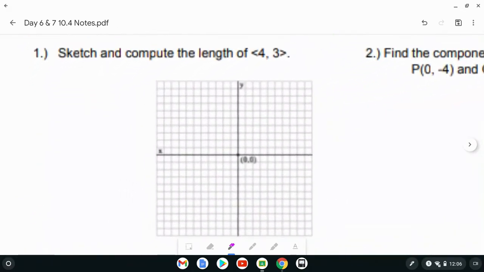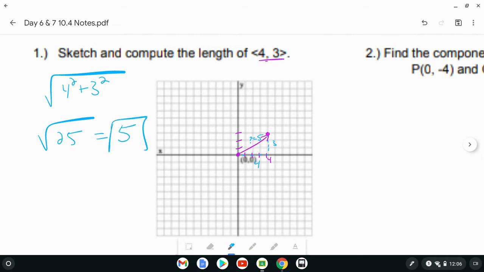If we take a look at number 1, we're just trying to sketch and compute the length of 4 comma 3. So here's 4 comma 3. If we start at the origin and we work to that point, there's our vector that we're talking about. And again, we can find that length by doing the Pythagorean theorem or the magnitude that we learned yesterday. So we have 4 squared plus 3 squared, square root of 25. The length of this vector is 5.